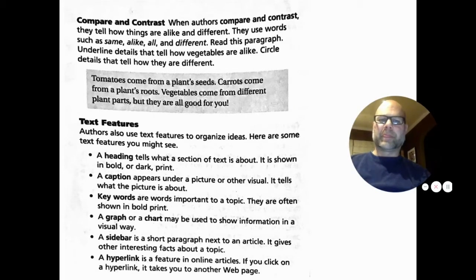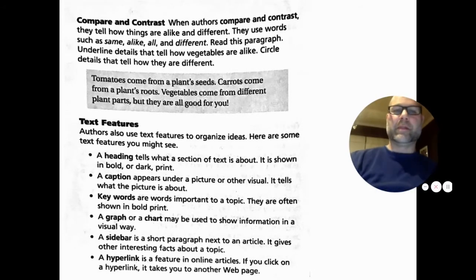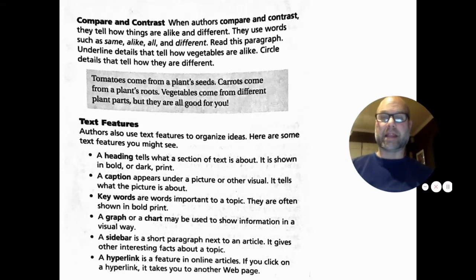Compare and contrast. Here's a structure that we use a lot, especially in third grade. I love it because when you compare and contrast something, it helps you really deepen your understanding of it. But sometimes literature and nonfiction are written specifically using this as a structure to explain something, and showing how things are the same and how things are different can help to bring new understanding to a reader. When authors use compare and contrast, they tell how things are alike and different. They use words such as same, alike, all, and different.